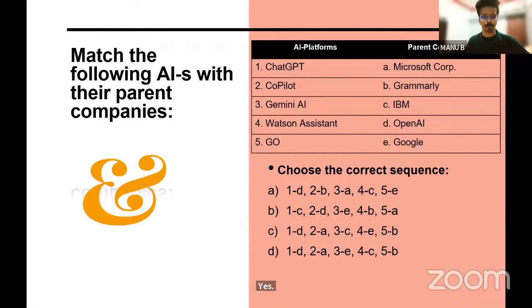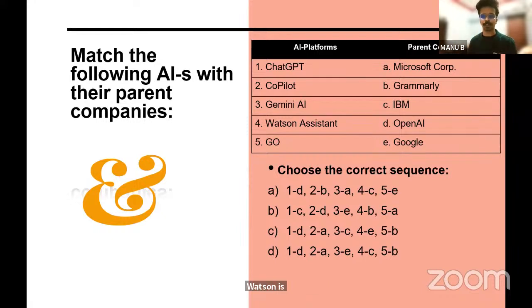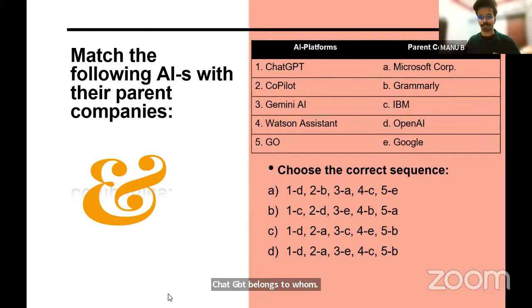Okay, so can you match the following AIs with their parent companies? We have ChatGPT, Copilot, Gemini, Watson Assistant, and Go on one side. We have Microsoft, Grammarly, IBM, OpenAI, and Google at the other end. Can you just match these together? ChatGPT belongs to whom? ChatGPT was proposed by OpenAI. So 1D. Then Copilot is the AI platform of Microsoft, so 2A. Then Gemini is the AI platform of Google.